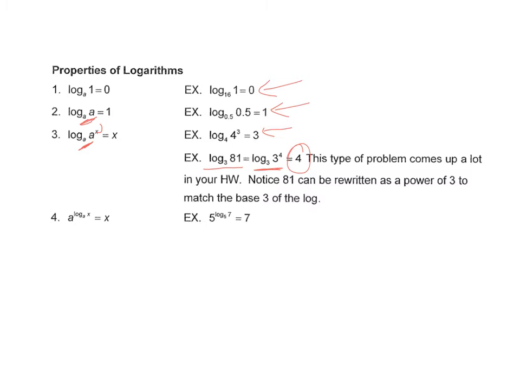The fourth property says if you have a to the power of log base a of x, it just equals x. So again, the base and the big number are the same. This time the log is an exponent, but it still just all cancels out and you end up just with the x. So for the example, 5 to the power of log base 5 of 7, because the 5's are the same, the answer is just the 7.